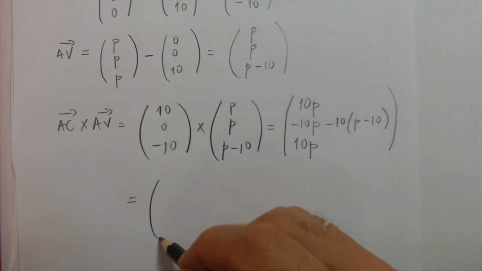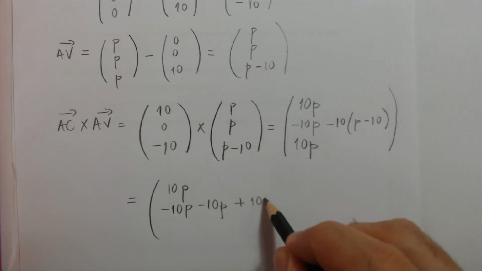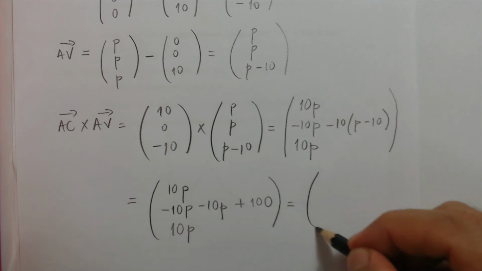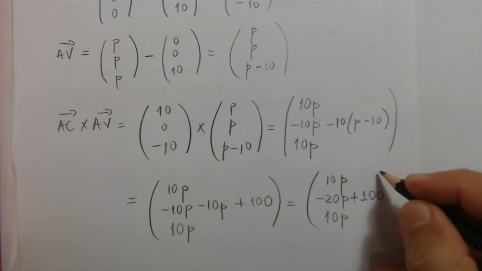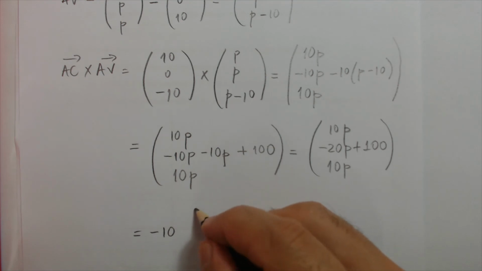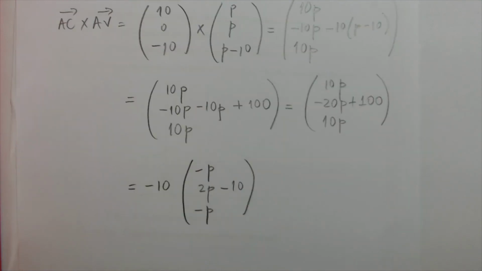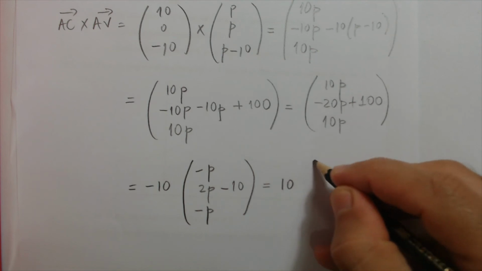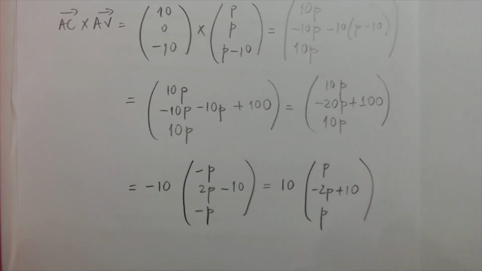Simplifying, it's going to be 10P minus 10P minus 10P plus 100, 10P. It is 10P minus 20P plus 100, 10P. If we write minus 10 as a common factor, then we will have minus P, 2P minus 10, and minus P. This could also be written as 10P, minus 2P plus 10, P. Both ways will work. We're going to use this.